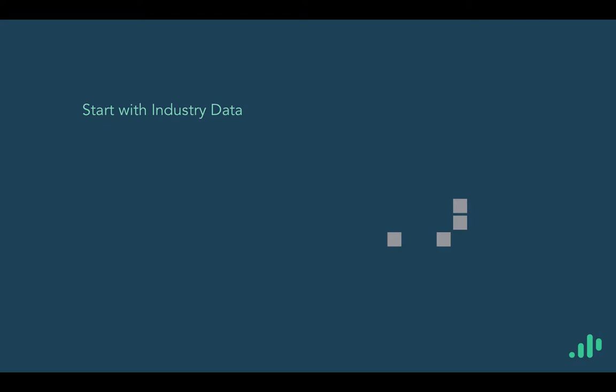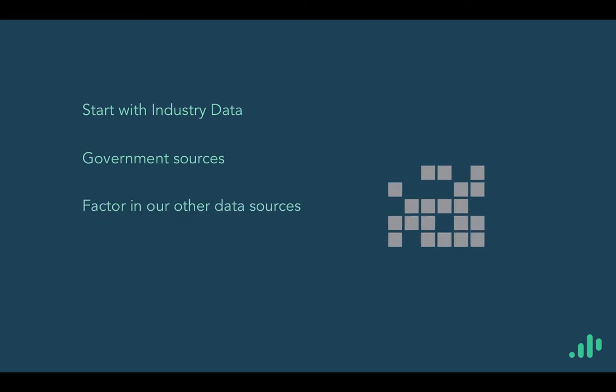So we start with industry data and model outwards. As I said, this mainly comes from our government sources, but we factor in other data sources as well. So we can look at ONET data, which is an American data set that looks at skills and competencies related to a particular occupation, as well as job posting analytics, Equifax data, and other bits as well. So it's not all government sources.